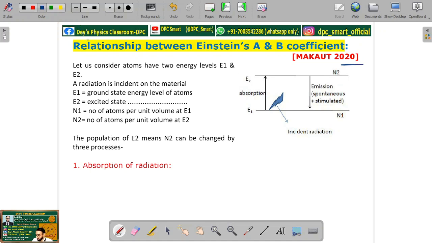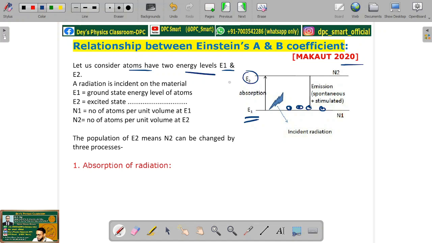For that, let us consider some atoms of a material that have two energy levels, E1 and E2. Suppose E1 is the ground state energy level of that material, where the atom stays in normal conditions, and E2 is the excited state level.